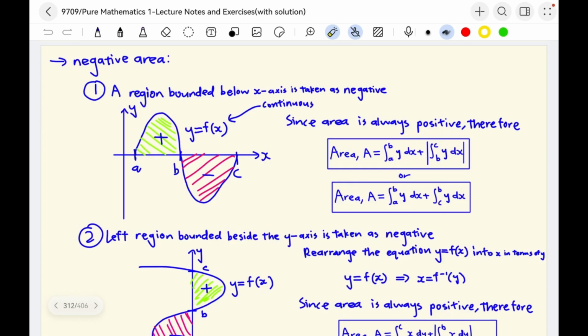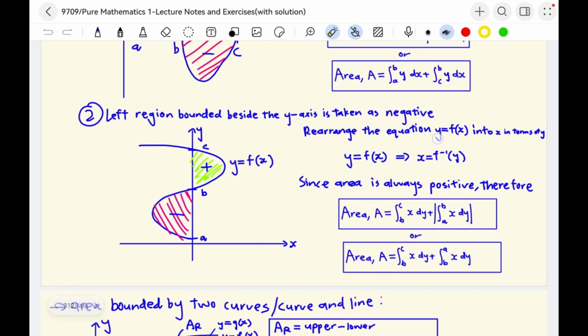Since the area is always positive, for the sum of the two areas you must calculate the areas of both separately. First you determine the positive region, that's easy. Second, you find the area of this negative region by integrating. After you get a negative value, you must take the modulus, because area is always positive. Okay?